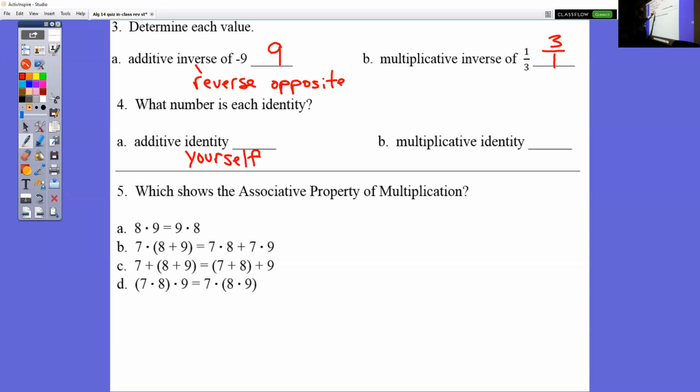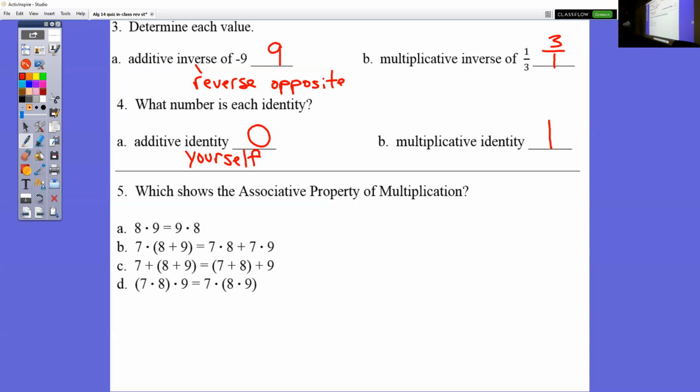You could add a number by 0 and it won't change. So 0 is the additive identity. 4 plus 0, you still get 4. Multiplicative identity, what can we multiply to get yourself? It's 1. 7 times 1 is 7. Multiply by 1 to get yourself.